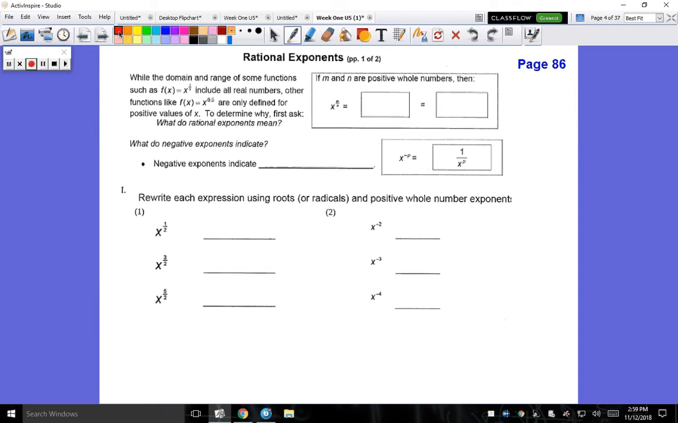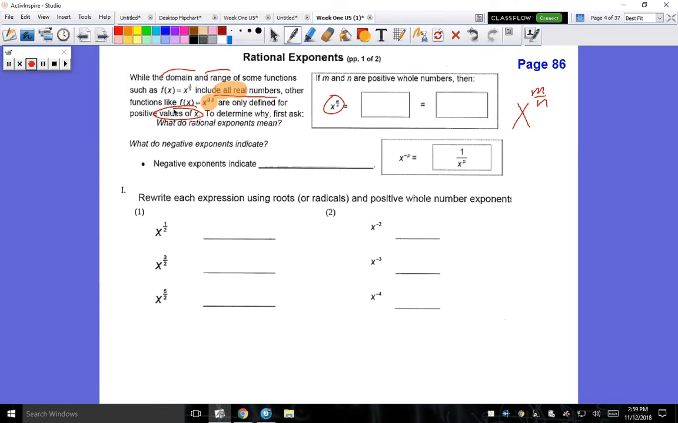Here we go. The first one that I'm looking at is right here. I know it's a little small, but it says x to the m over n. So while the domain and range for some functions like this include all real numbers, other functions like x to the 0.5, which is x to the 1/2, are only defined for positive values of x. So to determine why, first ask, what do rational exponents mean?